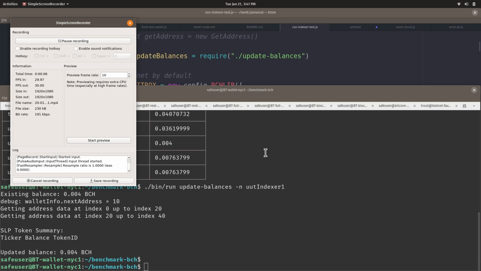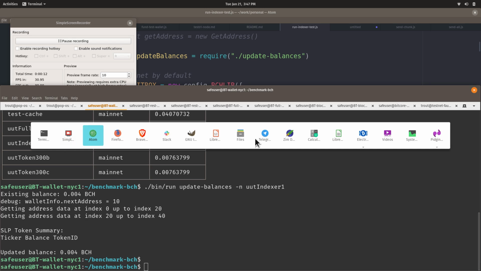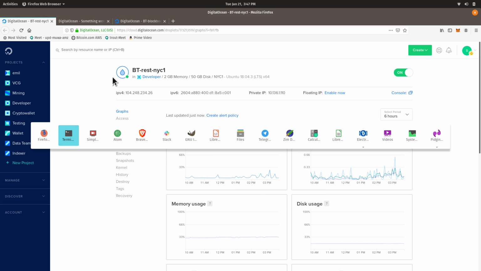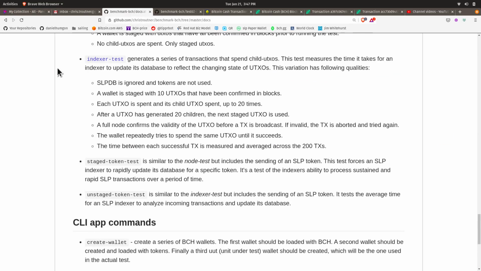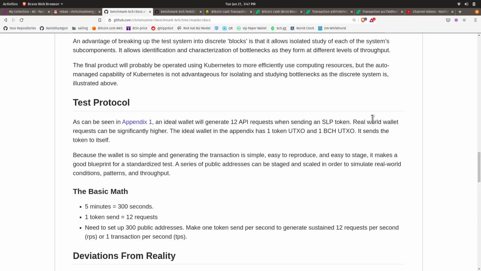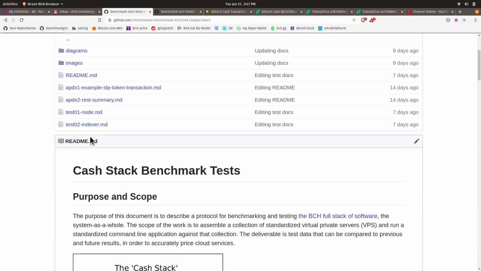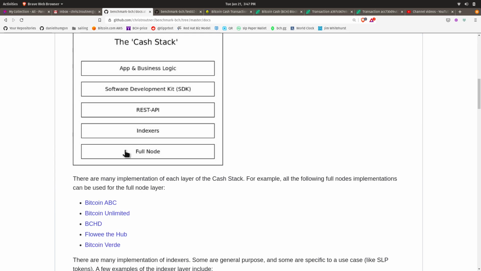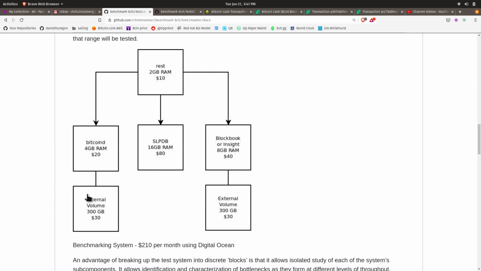This is the first full indexer test of the cache stack benchmark test. So let me show that. This is the repository, Chris Troutner, benchmark BCH, and I'm focusing on the cache stack. This test is a system level test. SLPDB is not a part of this test.